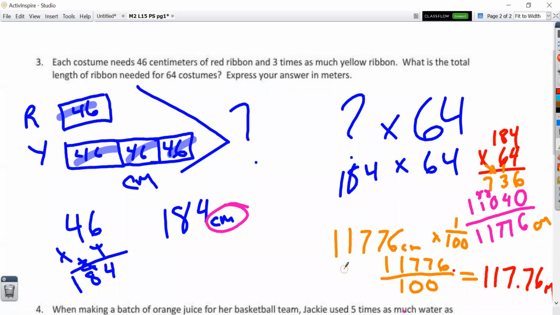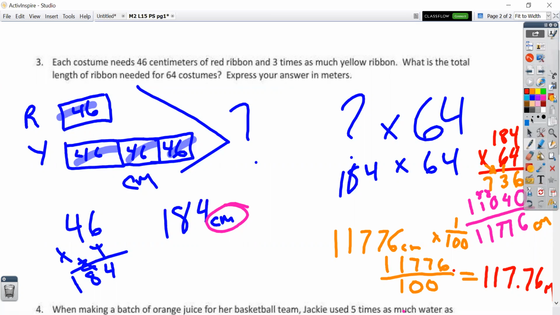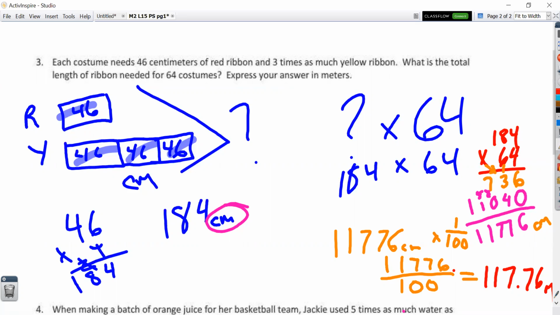Good. Now we need to express our answer with a statement. So we've read it a couple times. We've drawn all of the work we need to draw, and now we are going to answer it in a statement. 117.76 meters of ribbon is needed.